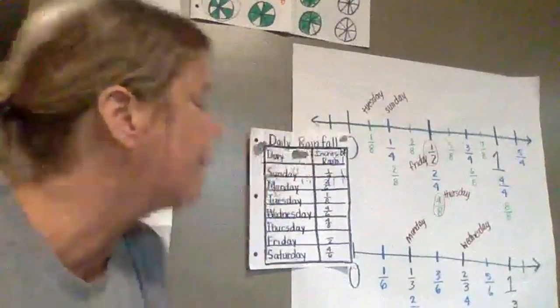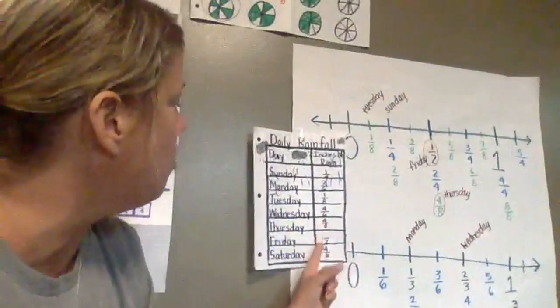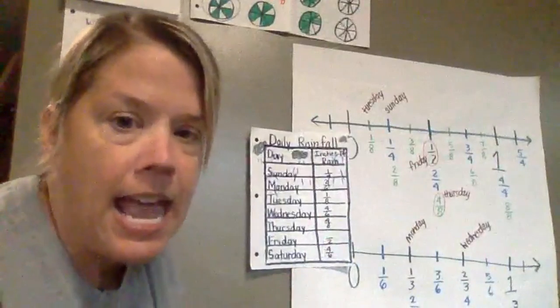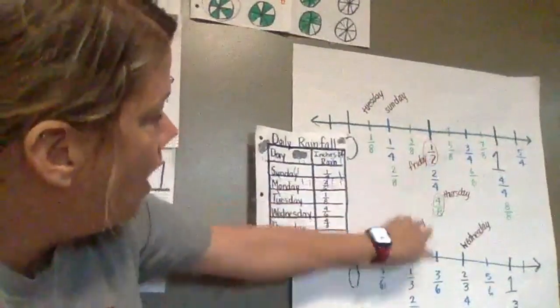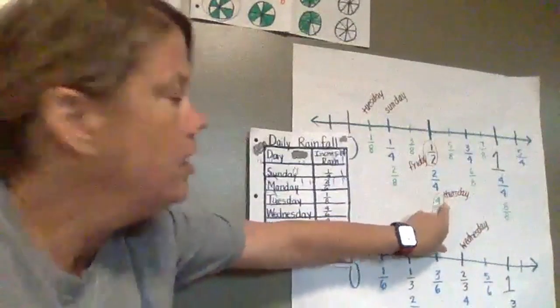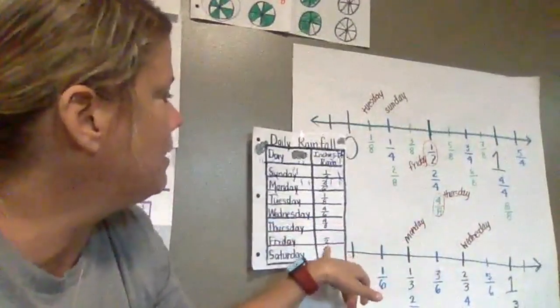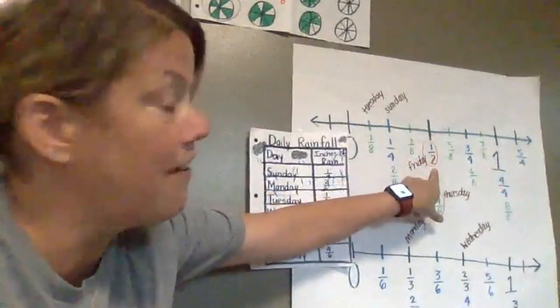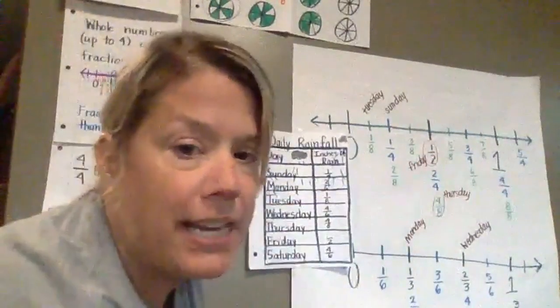So we looked at if Friday and Thursday were equal, then what could Friday be? And we were able to see here, Thursday we had 4/8, so we labeled that Thursday. And so we know what has the same value as 4/8 is 1/2. So we know that would be a 1.